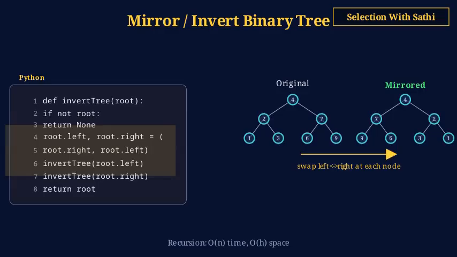For symmetric check, look at line 10. We compare two subtrees. If both are none, they match. If only one is none, they do not match. Line 13. Check if values are equal. Then recursively compare left of the first with right of the second and right of the first with left of the second. A tree is symmetric if its left subtree is a mirror of its right subtree.